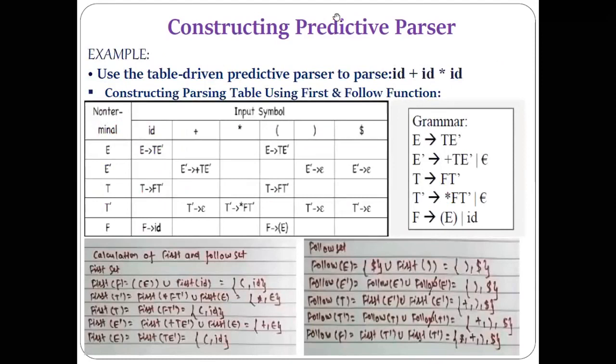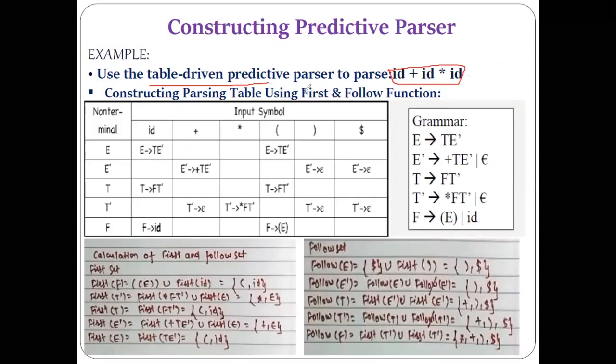Now let's see how to construct the parsing table. Here we have been given the input string. This input string we have to derive, or parse, or check whether it is syntactically correct or not. In order to do that, the first thing we have to do is construct the parsing table. How are you going to construct the parsing table?